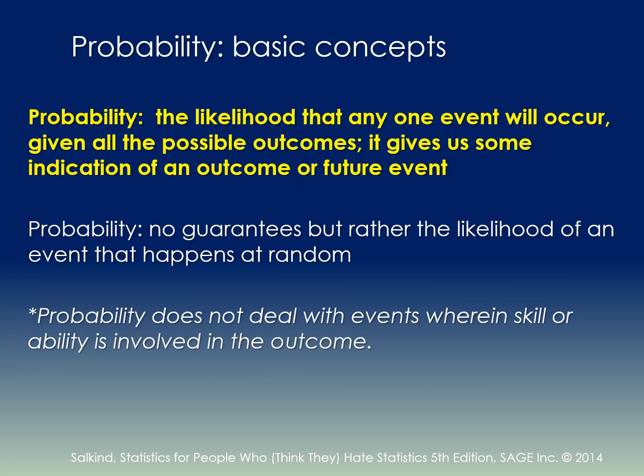So let's give a definition for probability. Probability is the likelihood that any one event will occur, given all the possible outcomes. Okay? It's the likelihood that any one event will occur given all the possible outcomes. So in order to calculate probability, you need to know what the possible outcomes are. Now, in some cases, that's going to be pretty easy. Other cases, not so much.